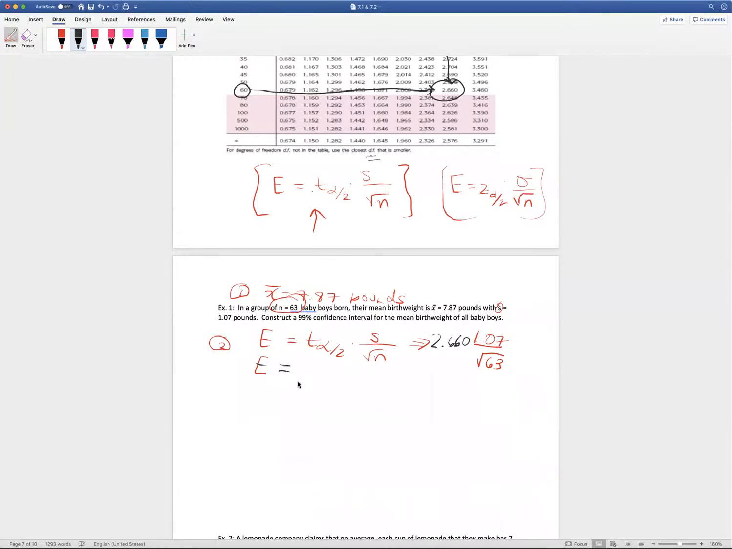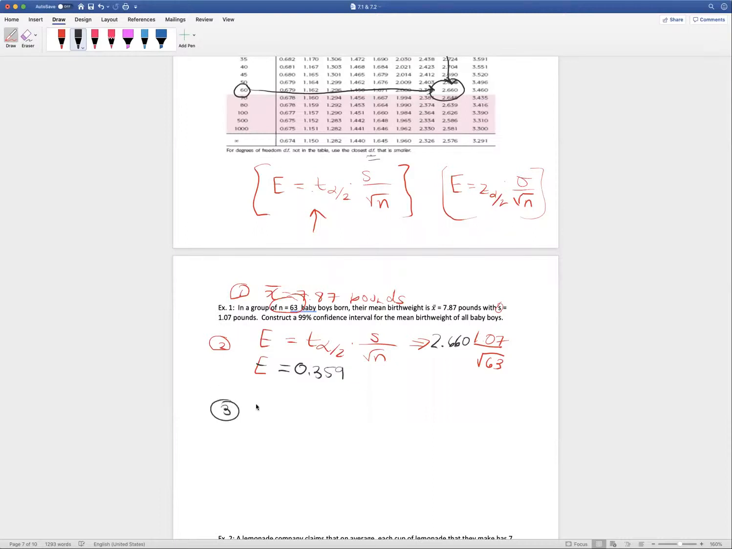So the error is equal to 2.660 times 1.07, and then we divide that by the square root of 63. And we get 0.359 rounded to 3 decimal places. So 0.359. Okay, so here's our error.